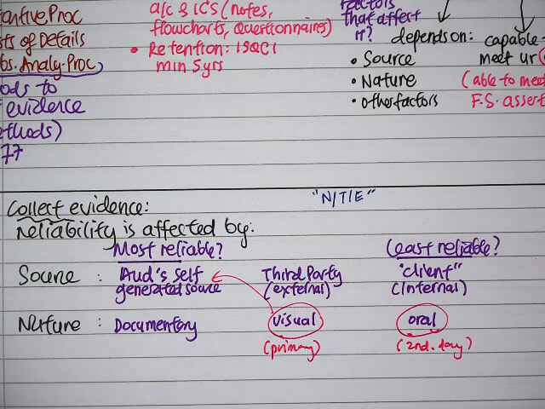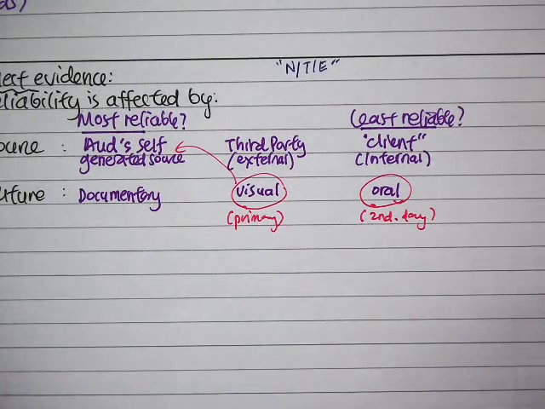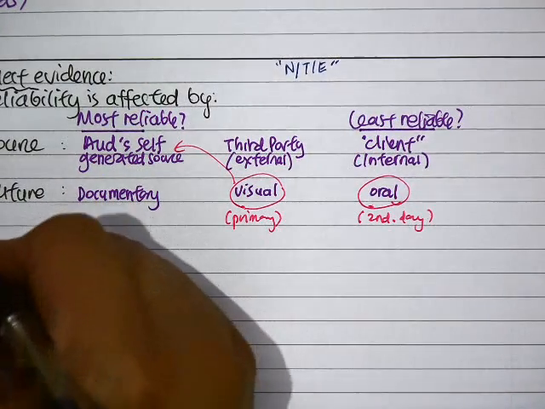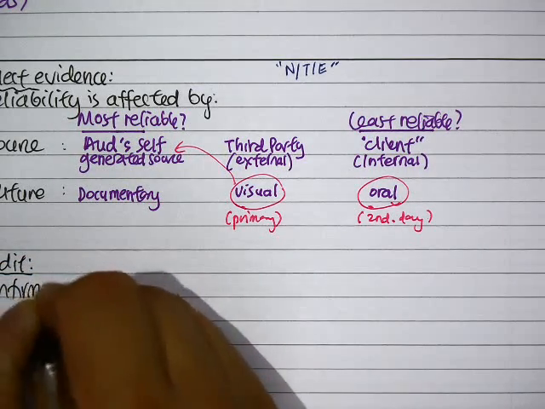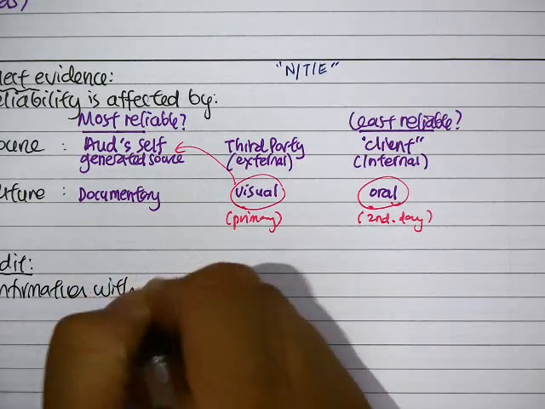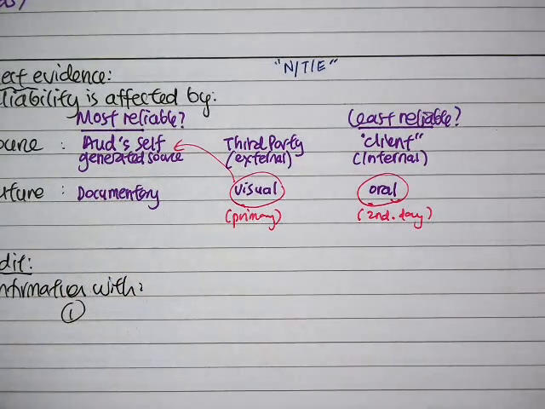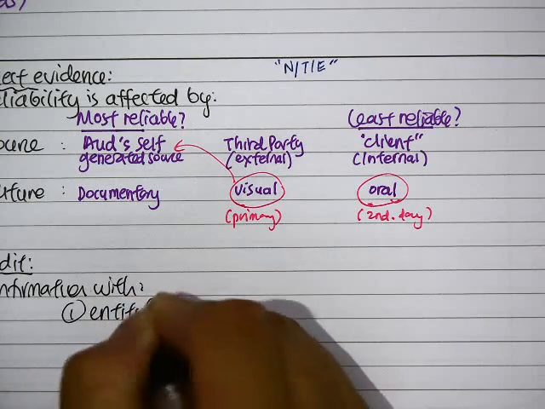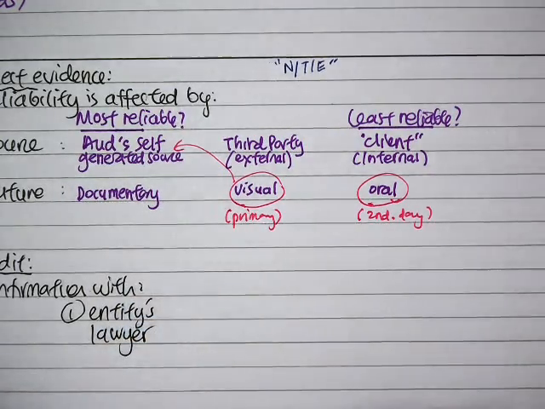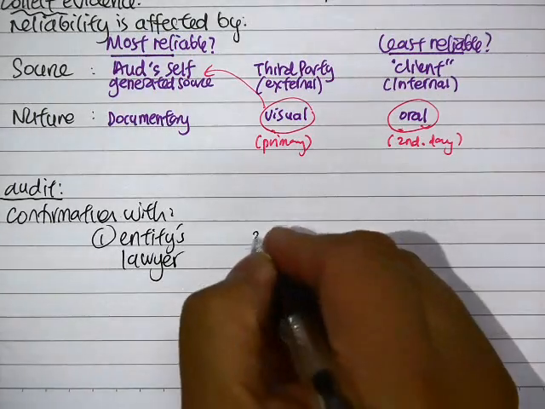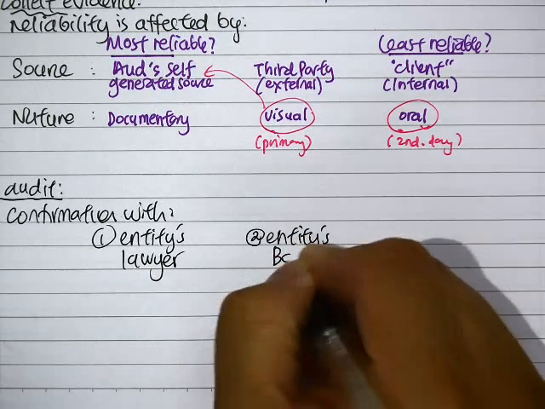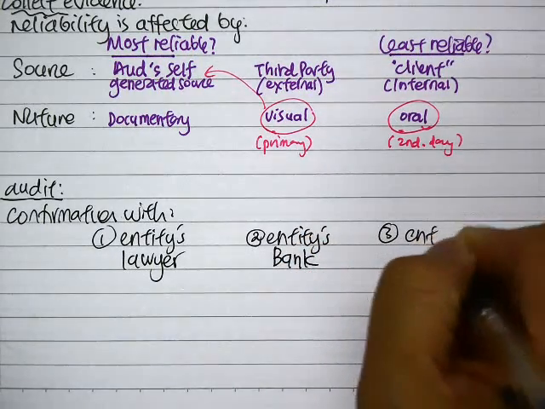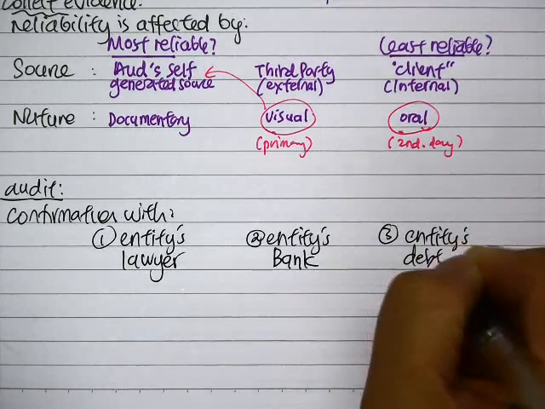Follow, okay? Now again, just looking at source and nature is also not enough, because there are a lot of other things that may affect your reliability. Now I give a simple experiment. Let's say when you do an audit with your client, you want to do a confirmation. One, you're going to confirm with the entity's lawyer. Number two, you're going to confirm with the entity's bank. Entity means client. Number three, you're going to confirm with the entity's debtor.